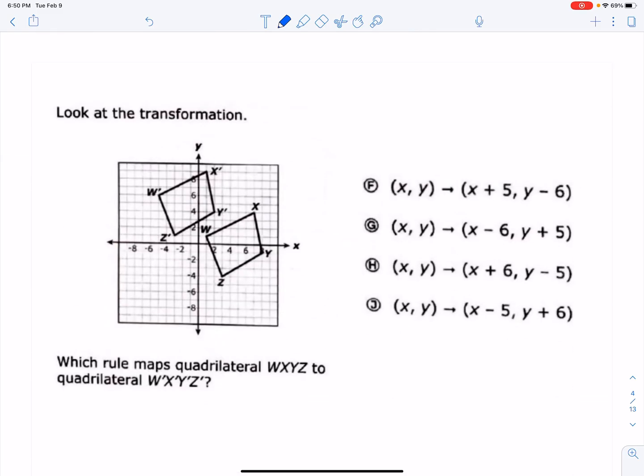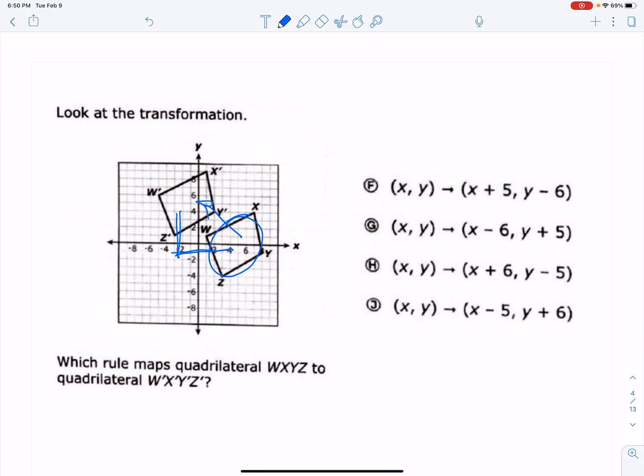So let's look at a couple questions real fast. It says, look at the transformation. Which rule maps quadrilateral WXYZ to quadrilateral W prime X prime Y prime Z prime? So we're taking this figure and turning it into this one. That means it moved left and up. So I need a format that says I'm going to take the x and move it left, and then the y and move it up.